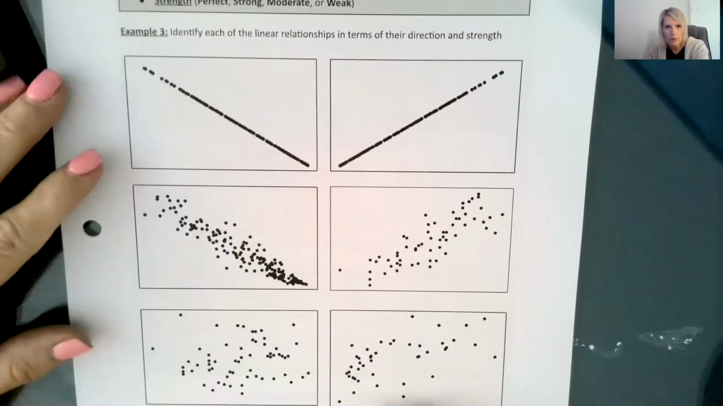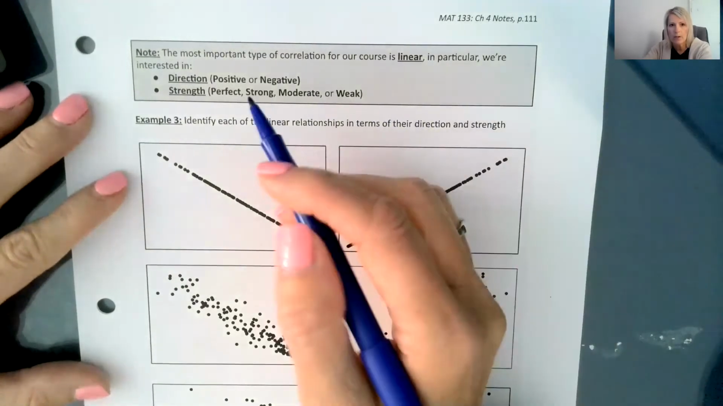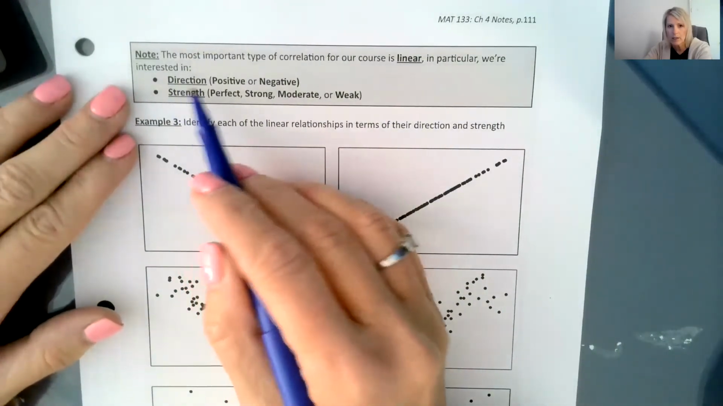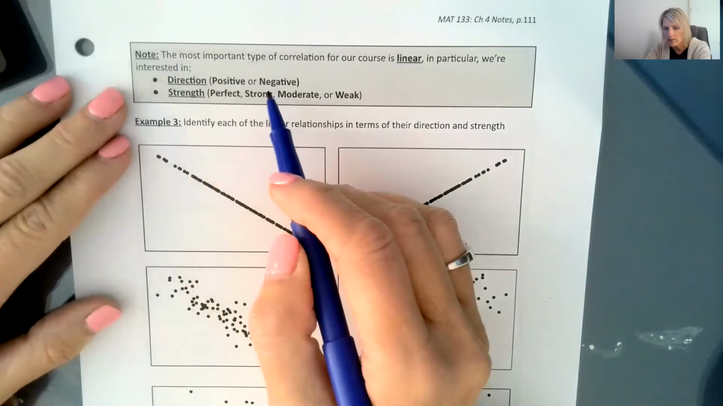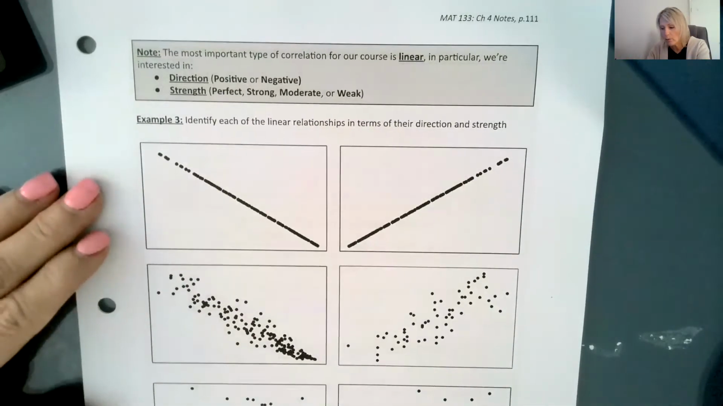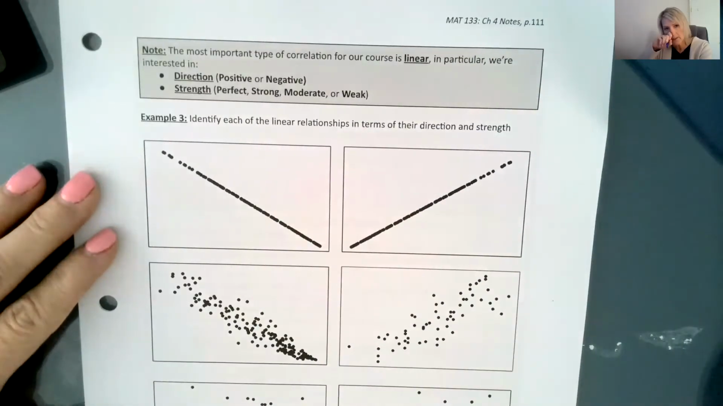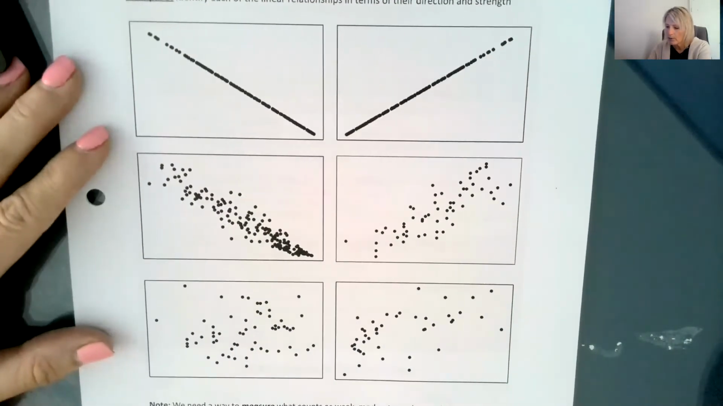Okay, so how do we decide how strong the relationship is or the direction? And so if you turn to page 111, when we talk about a linear relationship, we talk about two things. One is the direction, whether it's a positive or negative relationship. And then we also talk about the strength of the relationship. So the strength of the relationship could be perfect, strong, moderate, or weak. And we want to identify the two characteristics for each of these 6 variables.